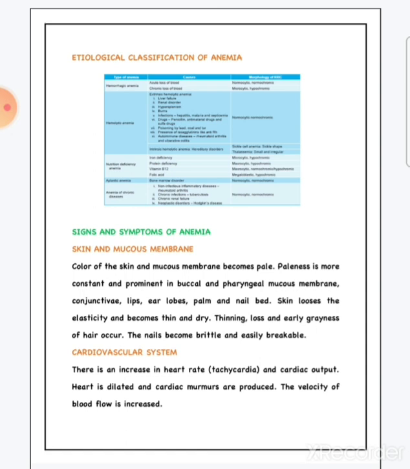Cardiovascular system: there is an increase in heart rate, that is tachycardia, and cardiac output. The heart is dilated and cardiac murmurs are produced. Dilated with hypertrophy or without hypertrophy, right? The heart is dilated, in the sense with hypertrophy, I think. The velocity of blood flow is increased.